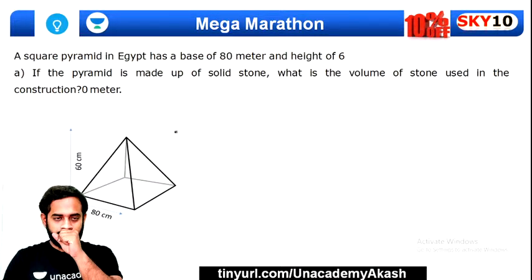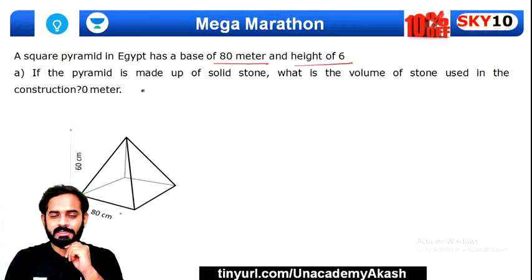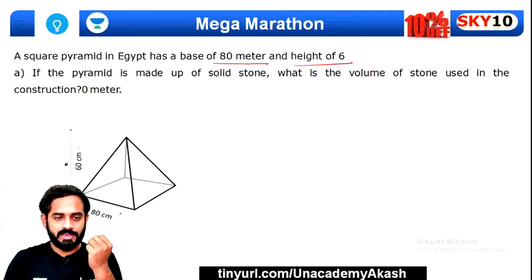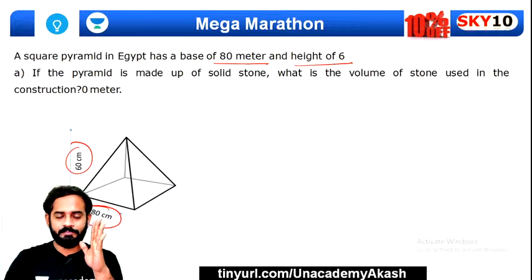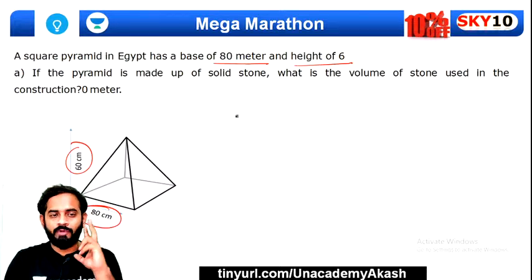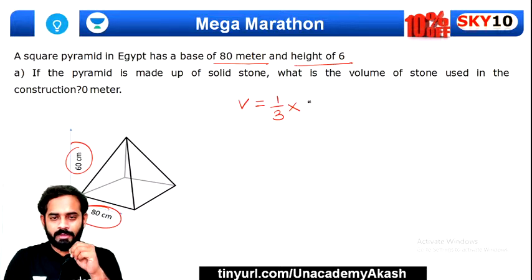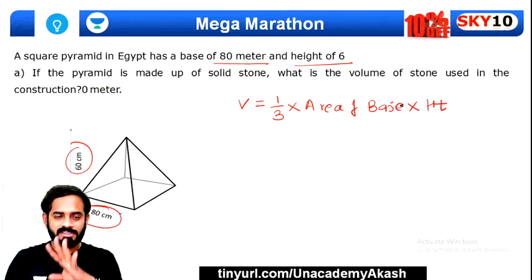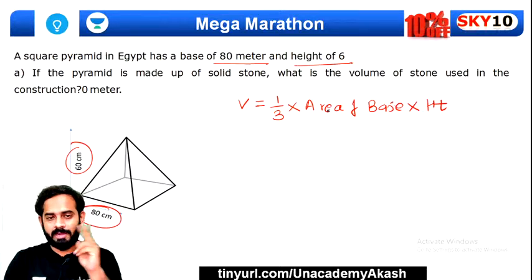Okay. So we have a square pyramid in Egypt, which has a base of 80 meter and height of 60 meter. Yeah, here we have 60 meter and 80 meter. This is correct. If we want to find the volume of this square pyramid, the volume formula is 1 by 3 multiplied by area of base multiplied by height. This is the formula of volume of this pyramid.